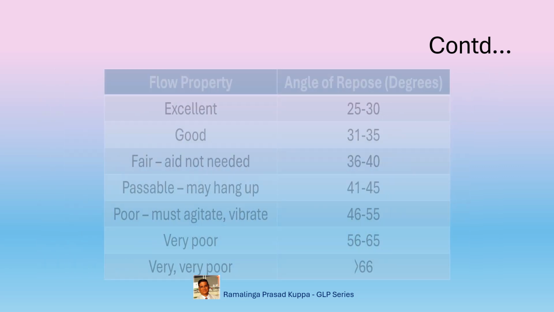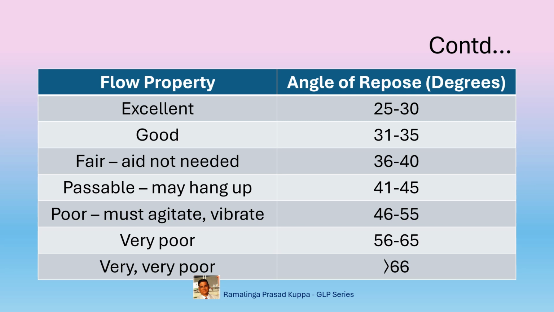The flow property can be explained in this table. If the angle of repose is between 25 and 30, the flow property is excellent, and if it is between 31 and 35, it is good. If it is between 36 and 40, it is fair and does not need any aid. If it is 41 to 45, possible, may hang up. That means there is a slight difficulty for the flow property.